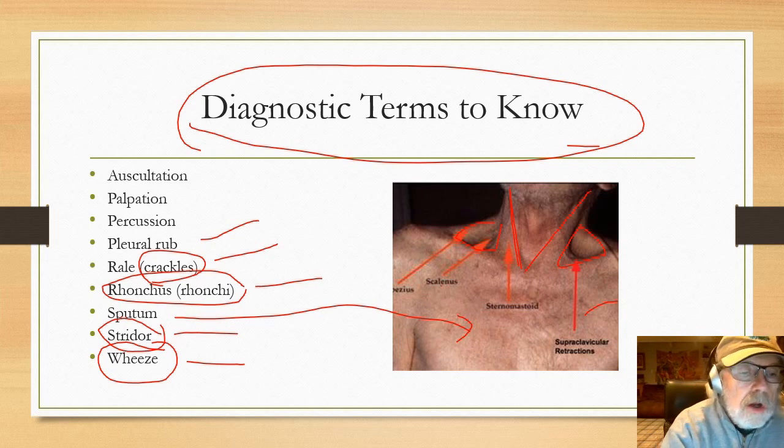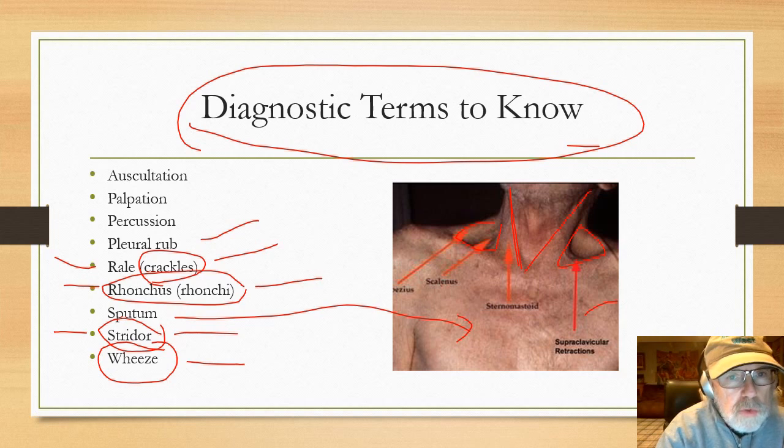Okay, so rales, crackles, rhonchus, that bleating, stridor, and you get some squeaks as well. Wheezes are very small squeaks.